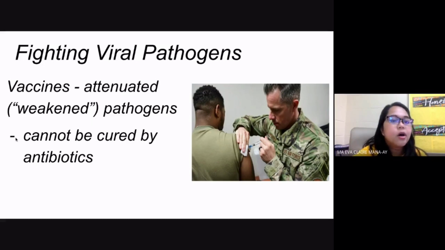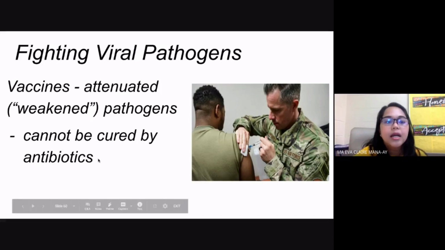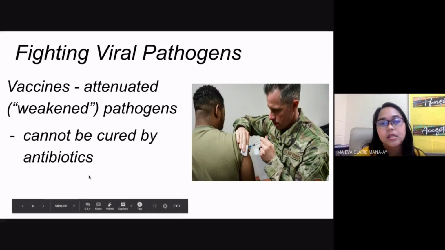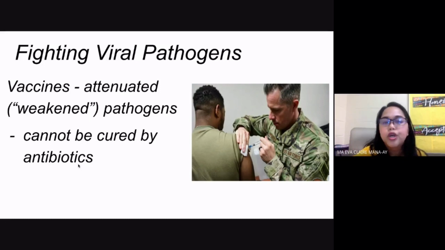Now, it's also very important for us to note that your viruses cannot be killed by antibiotics. Okay, so antibiotics cannot kill your viruses. Antibiotics are only effective against bacteria. Okay, against germs, against bacteria. We can't use this to cure your viruses.